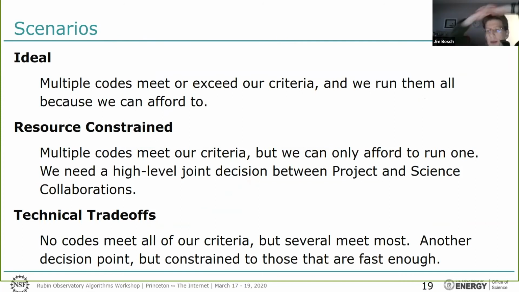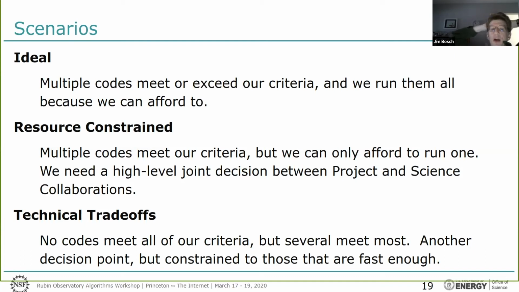So with these constraints and these criteria for what we'd like to do, I think there's a few scenarios. I think the ideal one is that there's multiple codes that meet or exceed our criteria, and we can afford to run them all, and we do that. And I think everybody would love to have multiple shear codes running so we can compare them against each other and learn from that experience.